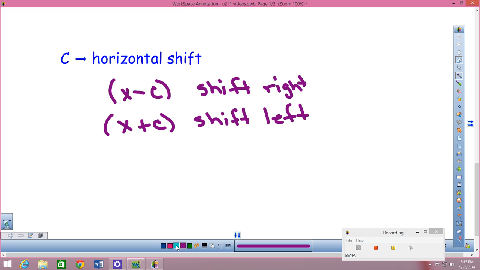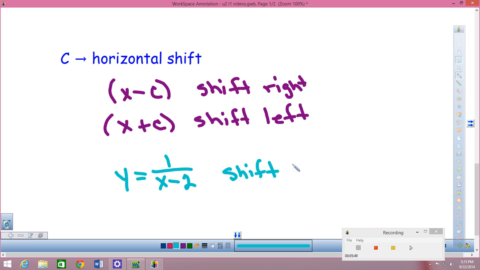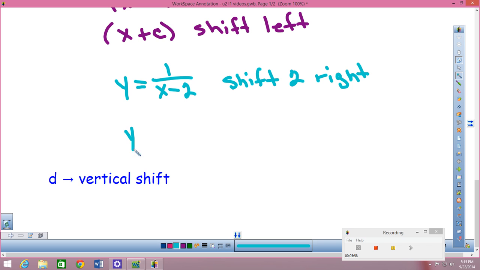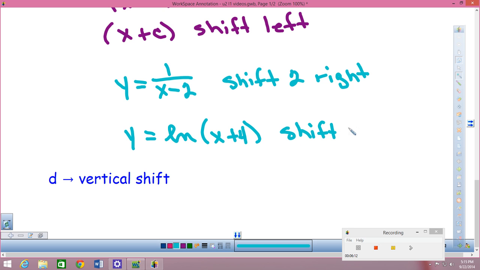Okay, example, let's use the rational parent function. Let's say I've got y equal 1 over x minus 2. That's actually going to cause my graph to shift 2 to the right. Okay, if I've got y equal, let's do the ln. Let's say I've got y equal ln of x plus 4. That is a shift of 4 units to the left.